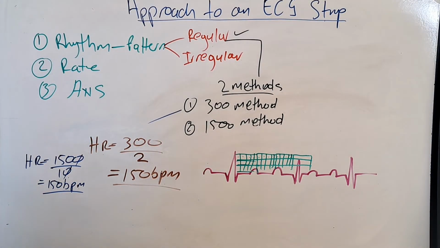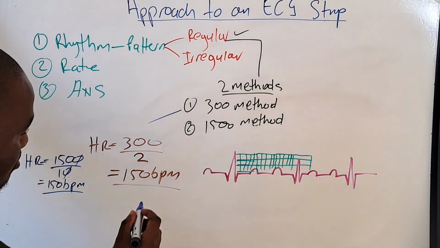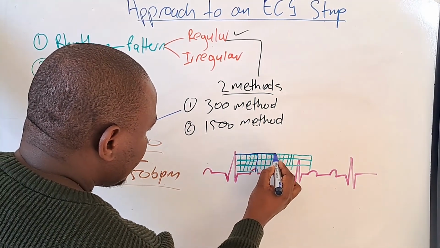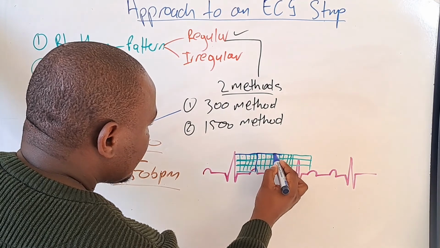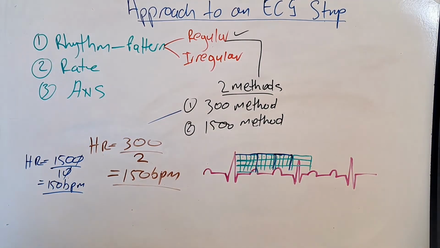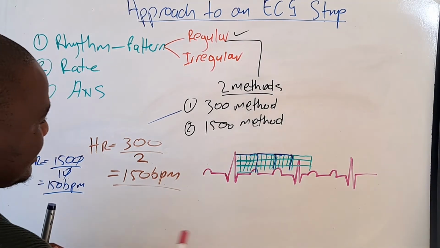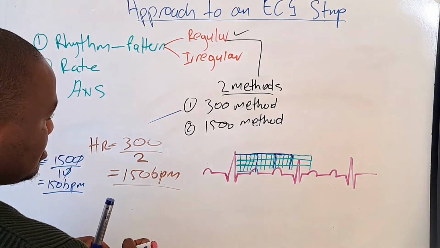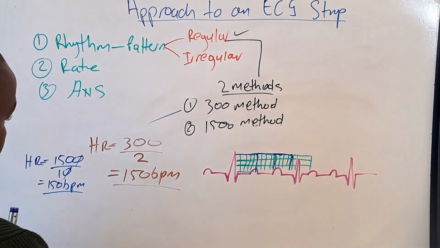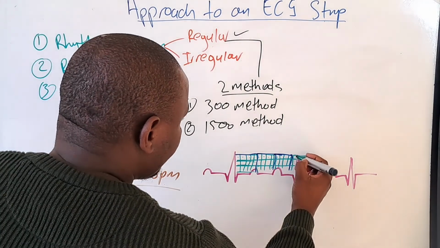If you pay attention closely to this, you will see that right here I've got a big box, right here I've got a big box, right here I've got a big box. But my big box doesn't end with the R wave. Doesn't end with the R wave.